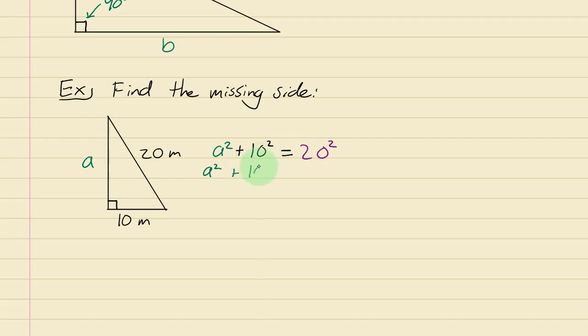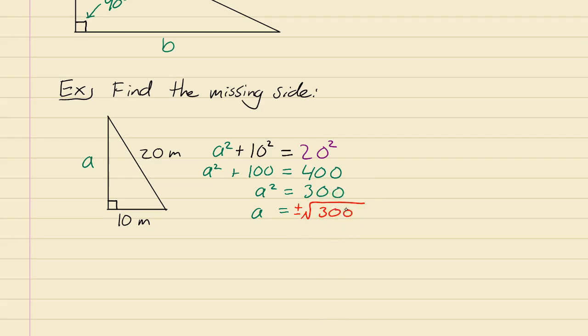saying, well, first of all, 10 squared is 100, 20 squared is 400. You can subtract the 100 from both sides, and you'll get A squared is 300. So the A that would make the equation work would be plus or minus the square root of 300.